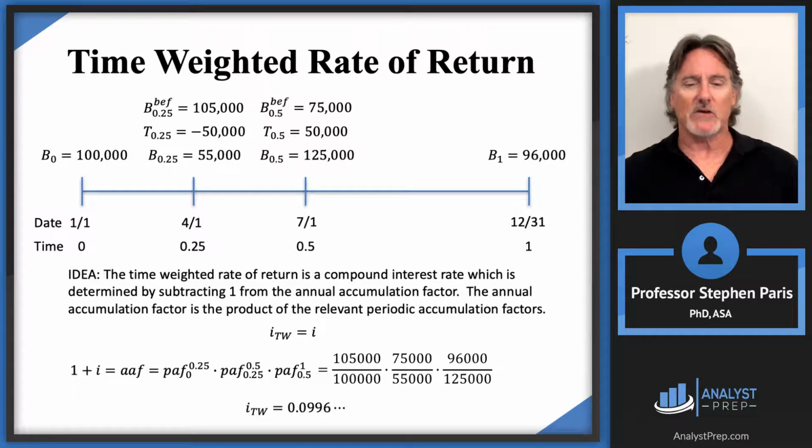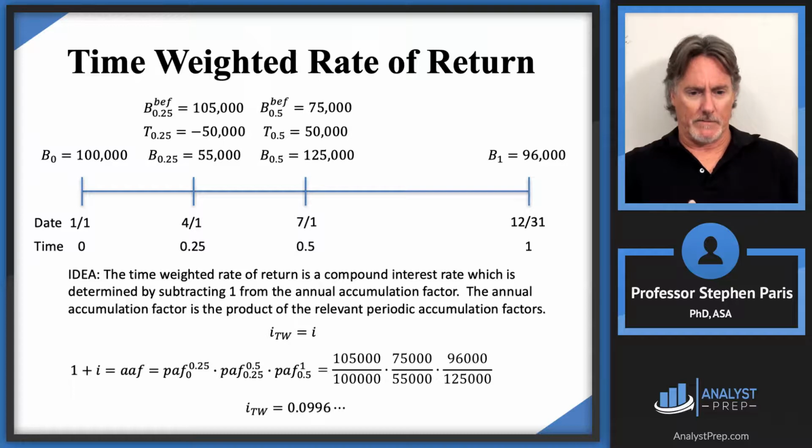And then the $50,000 that was put back into the account at time 0.5, the performance in the account from time 0.5 to 1 was very poor, because the 125,000 lost money. It accumulated to 96,000 at the end of the year. So the assets did very badly at that time. So assets did badly at the time that you put more money into it, and assets did great at the time that you took money out. If you were able to switch those transactions around, the story would be even better.